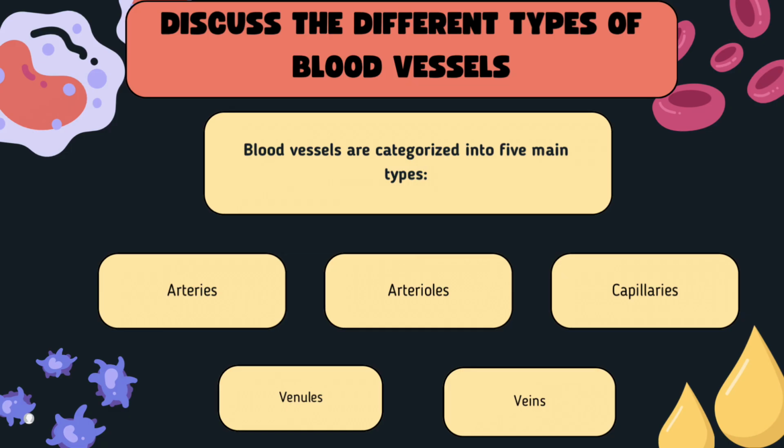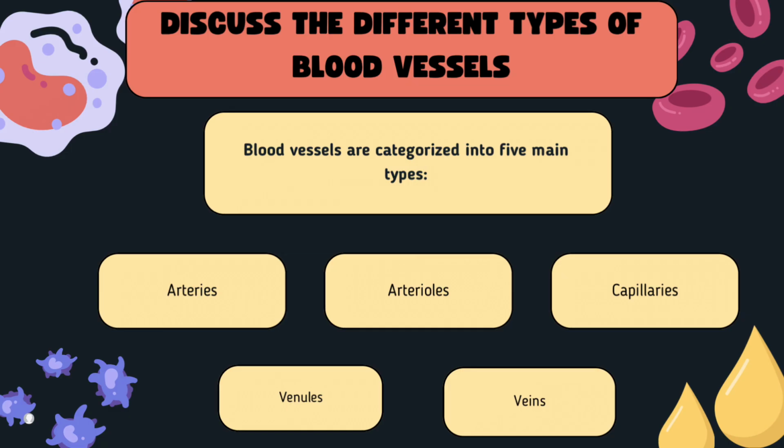Each of these different types of blood vessels plays a distinct role in transporting blood throughout the body, with arteries carrying blood away from the heart, branching into smaller arterioles, which then connect to capillaries where gas exchange occurs. And then finally collecting into venules that merge into larger veins to return blood back to the heart.